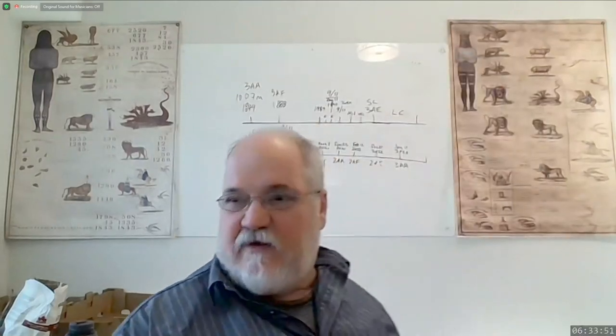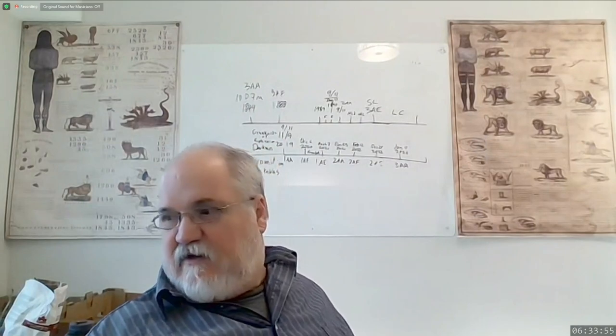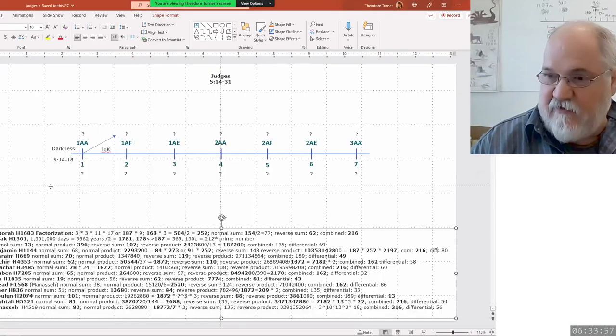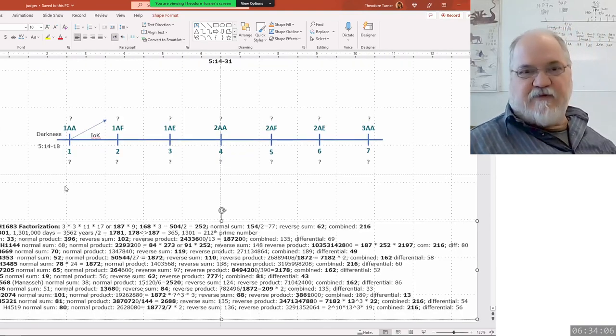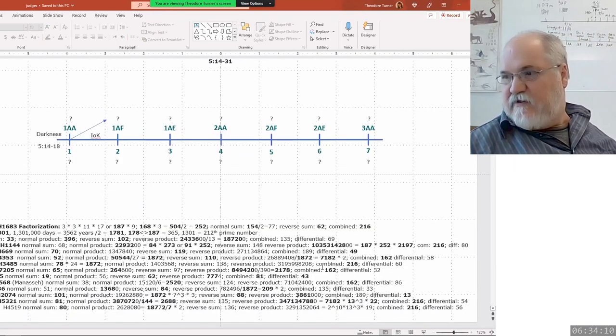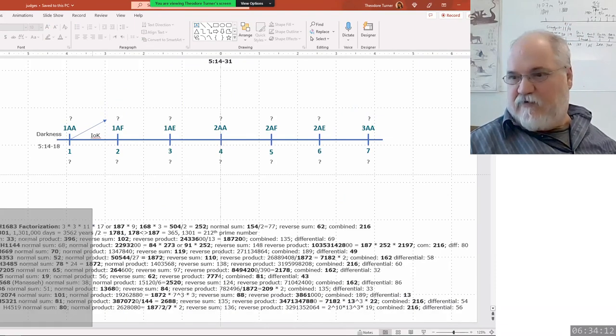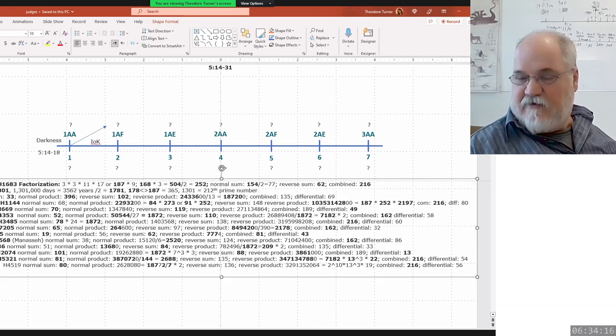So, good morning again, everyone. Yesterday, we started looking at the gematria of these names. So we're going to look at this. Here I have this chart. I'm just going to move it up so some people might have an easier time seeing it.